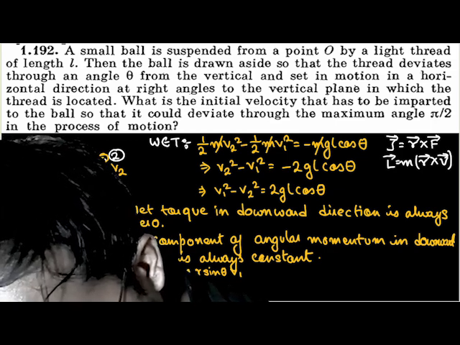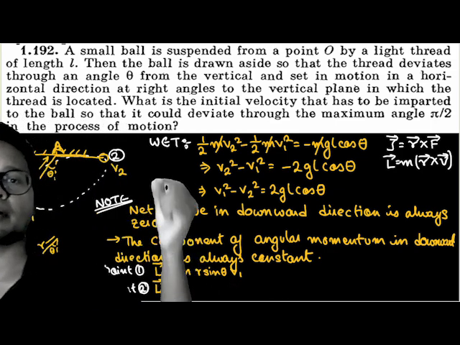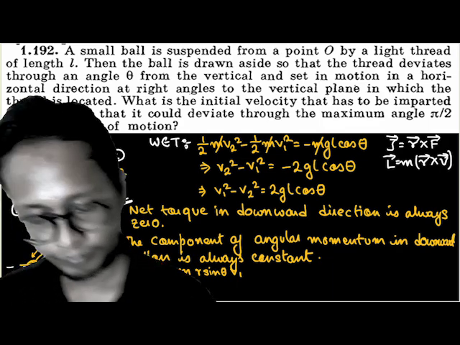Similarly, at point 2, the downward component of angular momentum. That means what is the downward component of angular momentum at point 2?